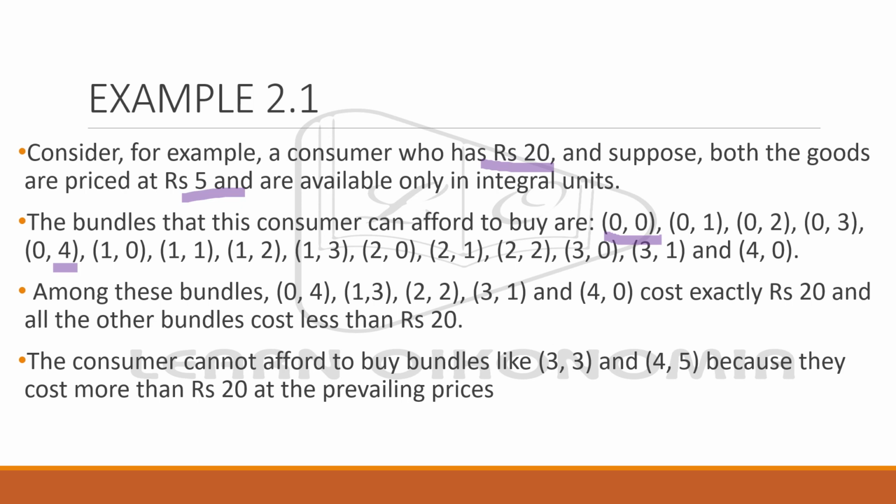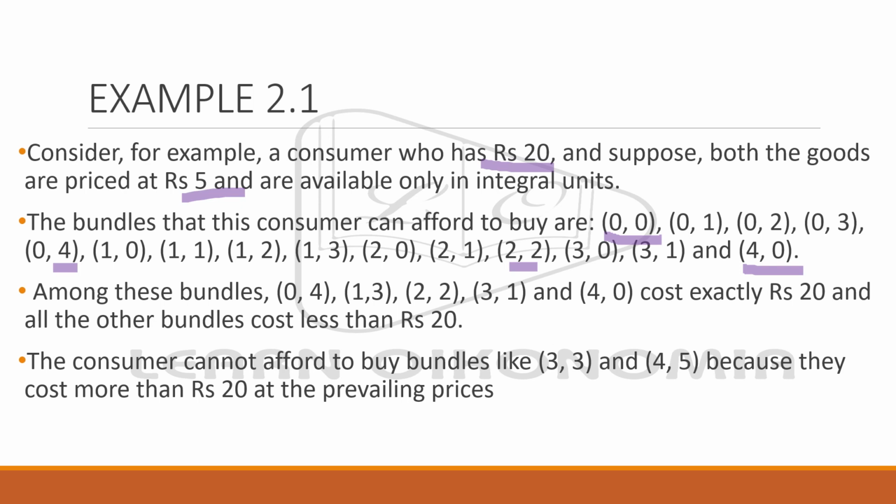Here second commodity 2 units and first commodity 1 unit. Here both the commodities 2 units. Here first commodity 3 units, second commodity no consumption. Here first commodity 3 units, second commodity 1 unit, and here first commodity 4 units and the second commodity 0 units. So these are the available bundles to the consumer which he can go for with his limited income, given the price of the two commodities.